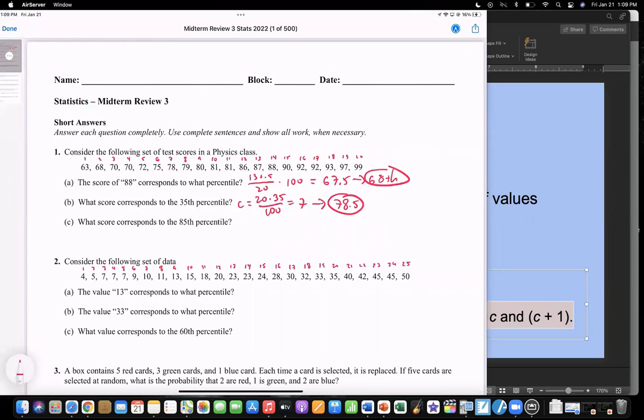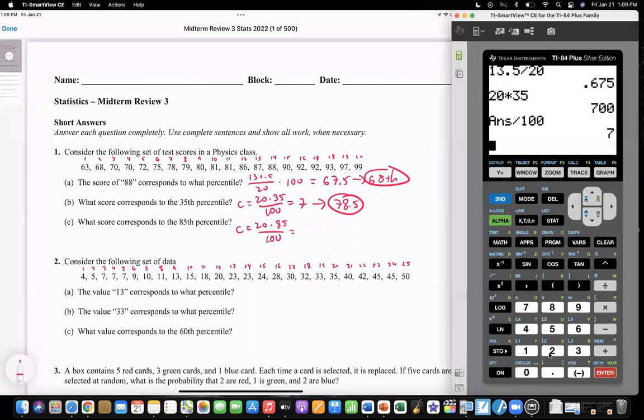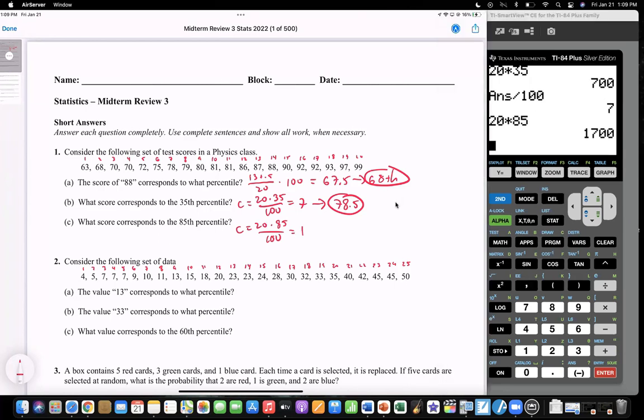Okay, so I do the same thing for the bottom one here. 20 values, I want the 85th percentile. So 20 times 85 on my calculator gives me 1700. If I divide by 100, just get rid of the zeros, so 17. Once again, it's a whole number, so we have to go halfway between the 17th and the 18th value. These two here give me 92.5.